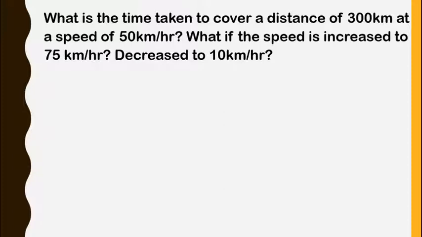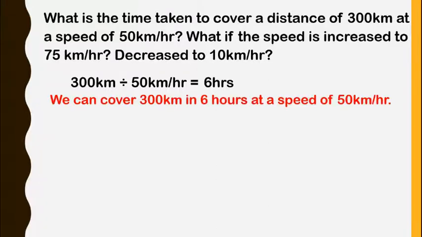We need to divide the distance by the speed per hour. So we can see that 300 kilometers divided by 50 kilometers per hour is equal to 6 hours. Meaning, we can cover 300 kilometers in 6 hours at a speed of 50 kilometers per hour.